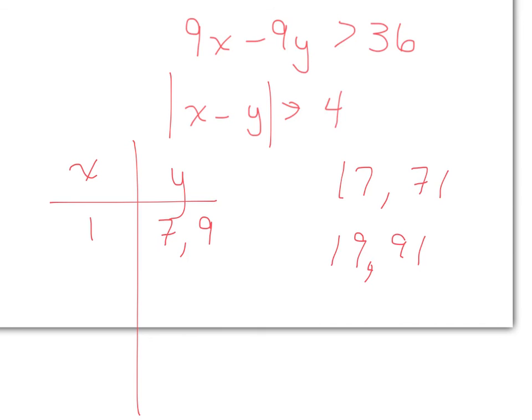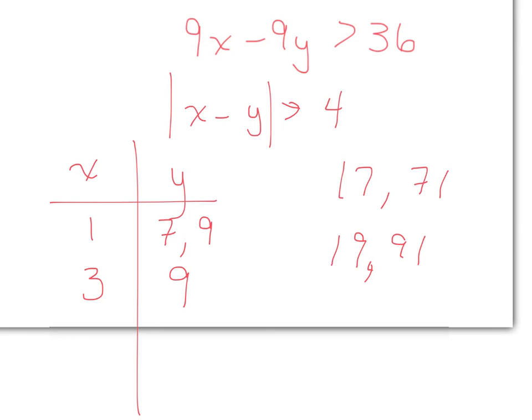Let's see. What about for the number, let's say 3 for this case? What would work for the number 3? What number that's also odd? 9, because 9 minus 3 is? 6. Yeah, and 6 is greater than this 4 right here. Okay, it's greater than this 4 right here.